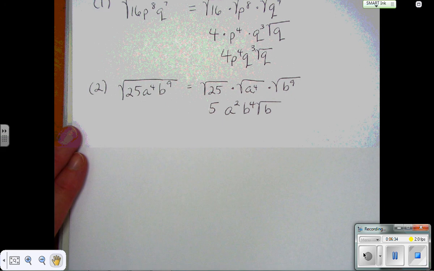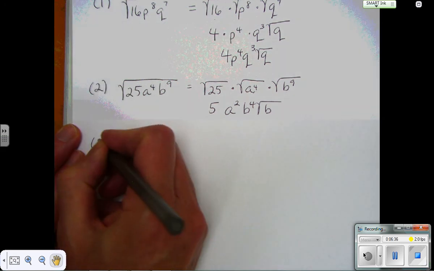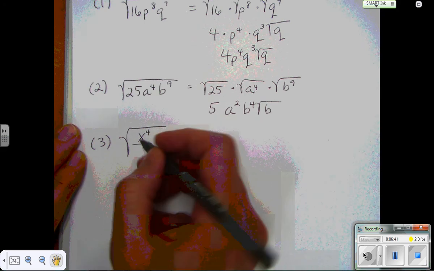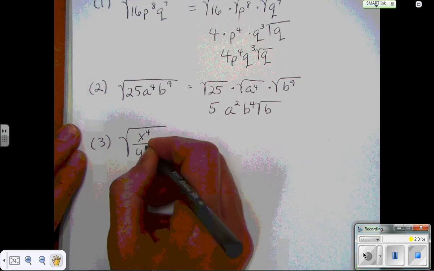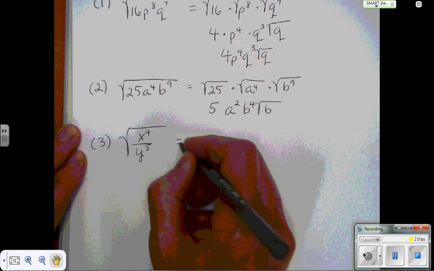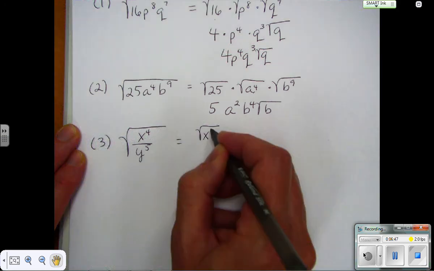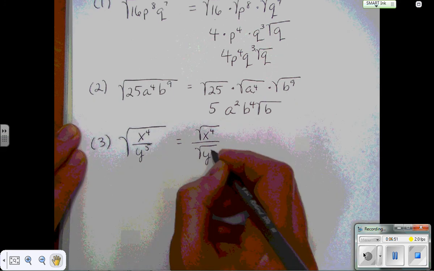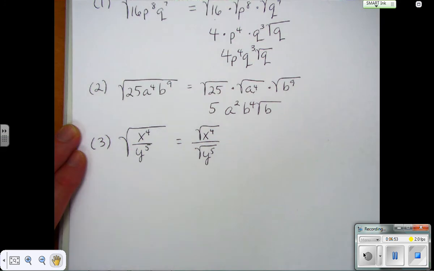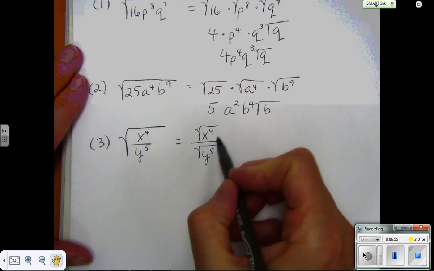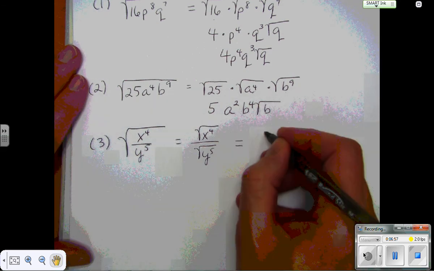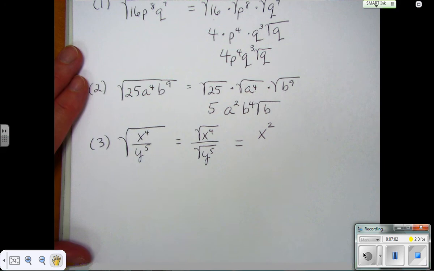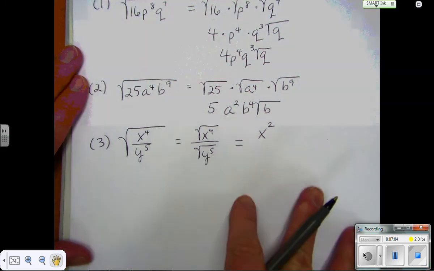Okay, so let's move on to number 3, where I have a fraction and a radical. Square root of x to the fourth over y to the fifth. So I'm going to break that up into 2 separate radicals. Square root of x to the fourth over square root of y to the fifth. So now the square root of x to the fourth is going to simplify to x squared. 2 goes into 4 evenly, and there's nothing left over. My index goes into the exponent evenly.